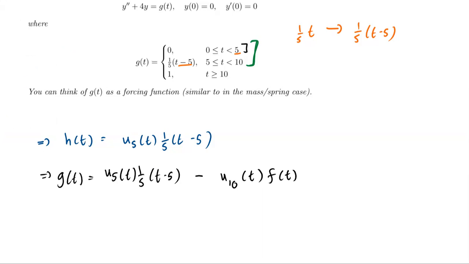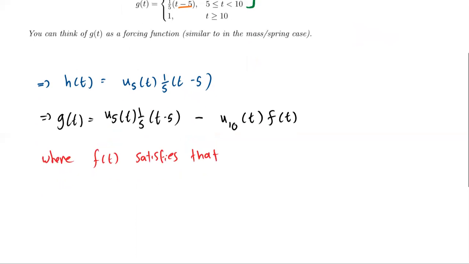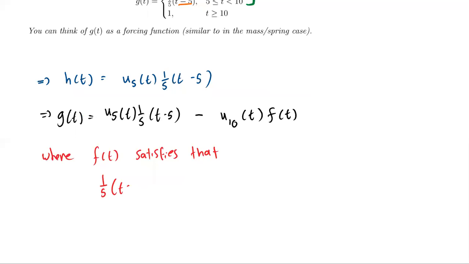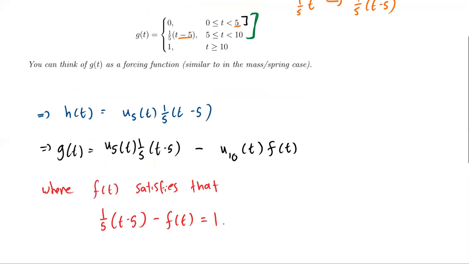Right, so the idea is, again, at the time t equals 10, I want to introduce a new function, f of t. And ideally, the difference of 1/5 t minus 5 and f of t simplifies to 1. So that would be our goal, where f of t satisfies that. Well, what does it have to satisfy? We need 1/5 times t minus 5 minus f of t to be equal to 1, because we want g of t to be equal to 1 for t greater than or equal to 10.